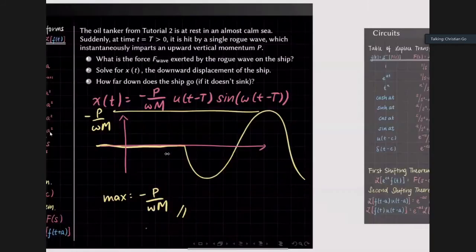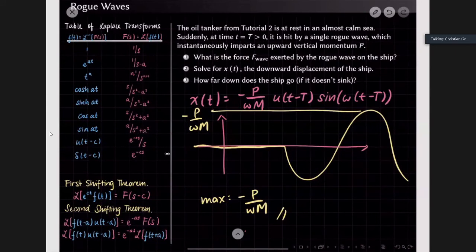Oh, can you explain the max downward displacement? So my ship, this is the sea level. This is D plus X, right? So what is the furthest X that it can go down? It's the amplitude of your oscillation, right? This is the furthest: minus P over omega M goes up, plus P over omega M goes down. What condition will make it sink if the height of the ship is less than P over omega M?